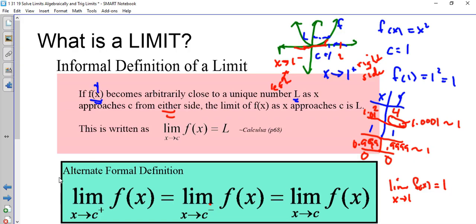All right, so we talked about how to find limits. This is an informal definition, and this is a bunch of stuff I had in previous videos and lessons. What you basically want to see is that a limit is a y value that becomes arbitrarily close to a unique number L. How do you do that? Well, you have to approach x or c from either side. As you start inputting values of x close to c, the outputs will get arbitrarily close to a unique number L. And if they approach the same number from both sides, we say that the limit as x approaches c of f of x equals L.